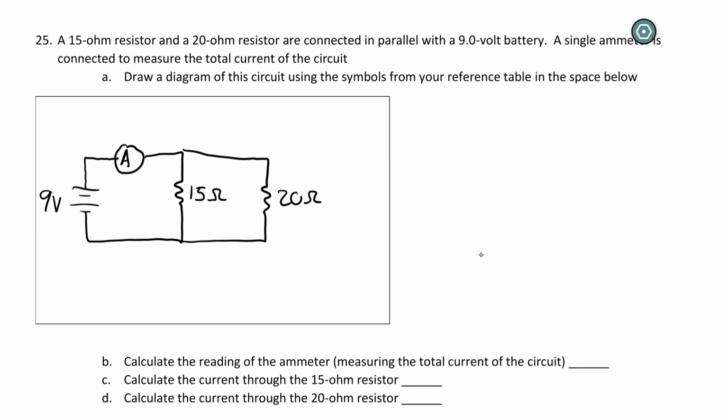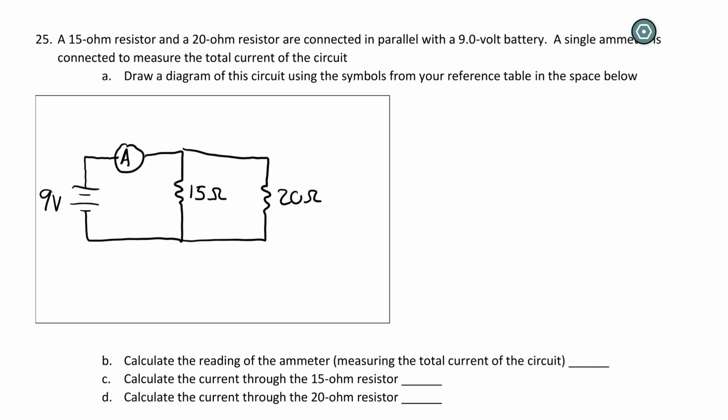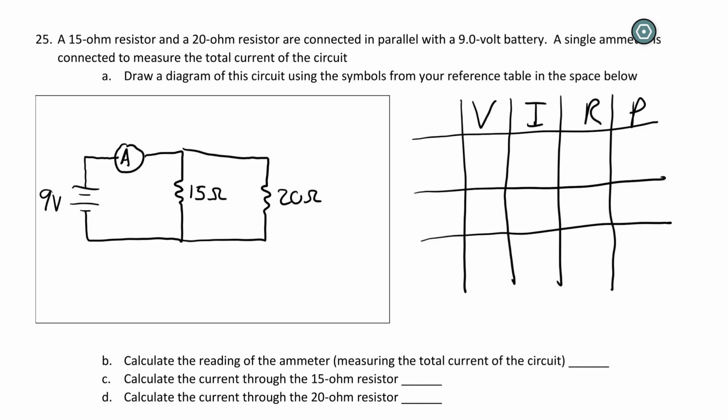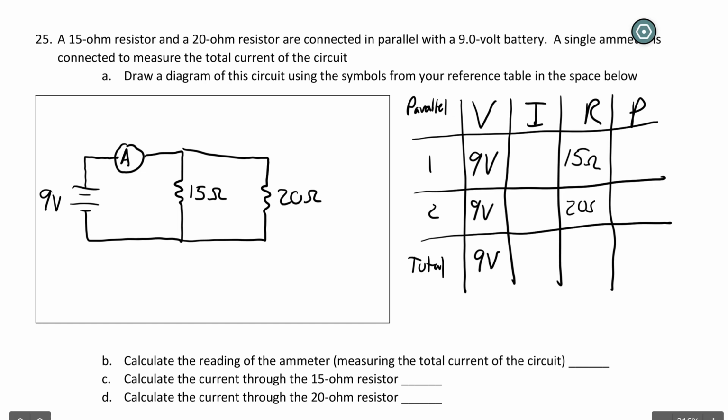Should we do a VERP table just for fun? I think I'll set it up. Why not? So this is for a parallel circuit, so the rules are going to be different from the previous one, and we have one element, two elements, and a total. Let's plug in what we know. The total voltage is 9 volts. Well, this is a parallel circuit, so we actually know the voltage everywhere now, don't we? That's sweet. The total current, we don't know any of the currents, but we know that this is 15 ohms, and this one's 20 ohms.